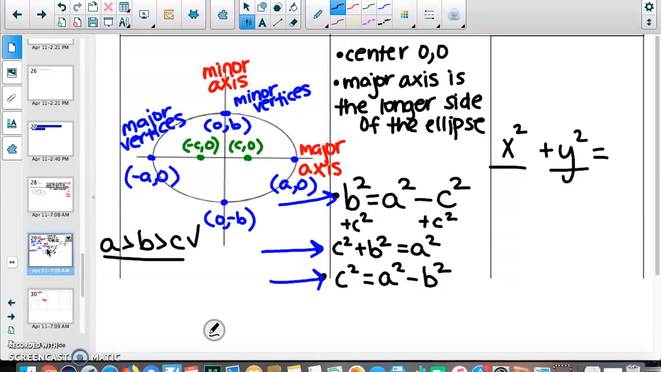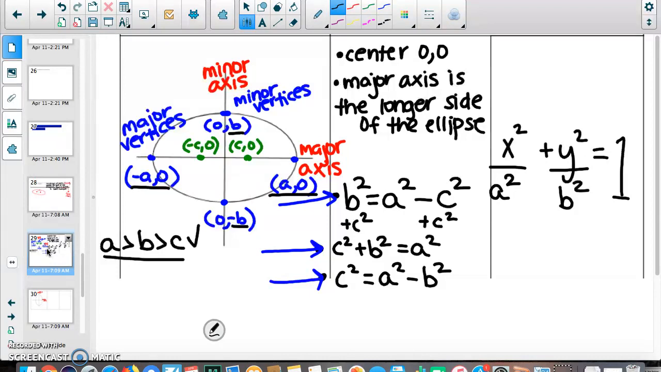vertex on that axis squared. So let's see here. What goes under x squared? I look at my major axis, and it looks like I have A,0 and negative A,0. So it would be A squared under the x squared. And then under my y squared, I go on the y-axis, and that's obviously b, so it's b squared. And that's going to always equal 1. So that's the other weird thing about ellipses. They should always be equal to 1, not bigger than 1.